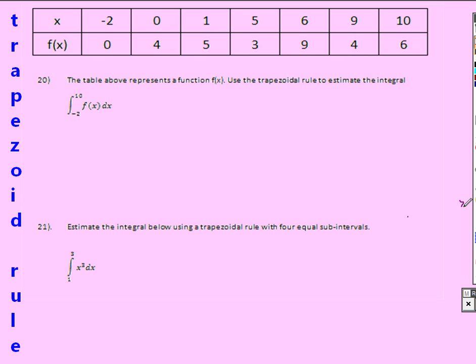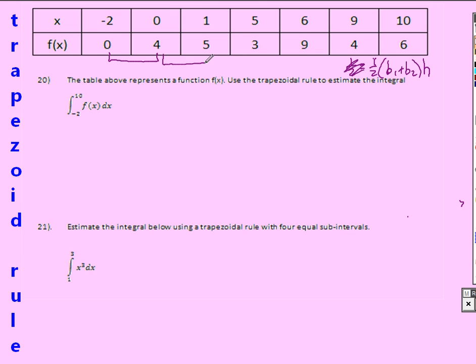The trapezoid rule problems that you have to use for your test tomorrow. Trapezoid rule. Area of a trapezoid is 1/2 multiplied by the sum of the bases times the height. The bases would be your function values, and the height is your distance between the x values.